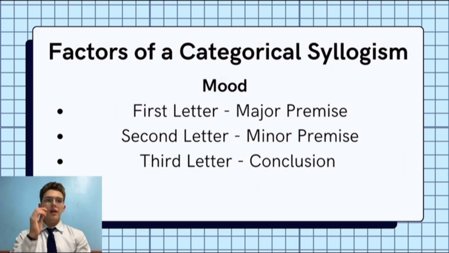The first letter names the type of categorical proposition that the major premise is. The second letter names the type that the minor premise is, while the third letter names the type of categorical proposition that the conclusion is. In other words, the mood of a syllogism will consist of 3 letters taken from A, E, I, and O propositions. Each of the letters identifies the kind of categorical proposition that the major premise, minor premise, and conclusion is.